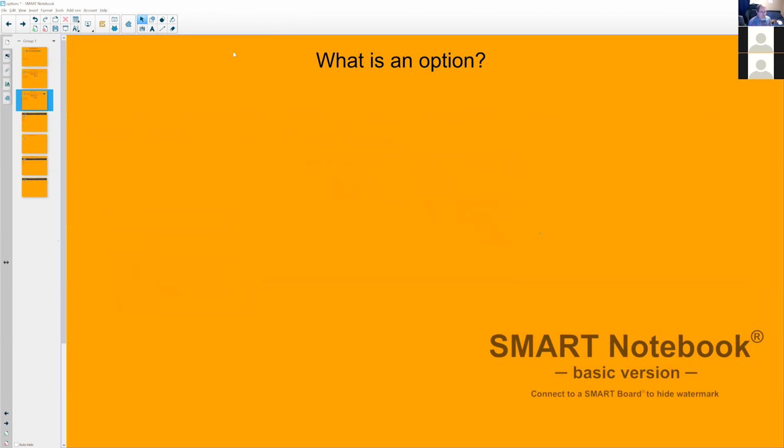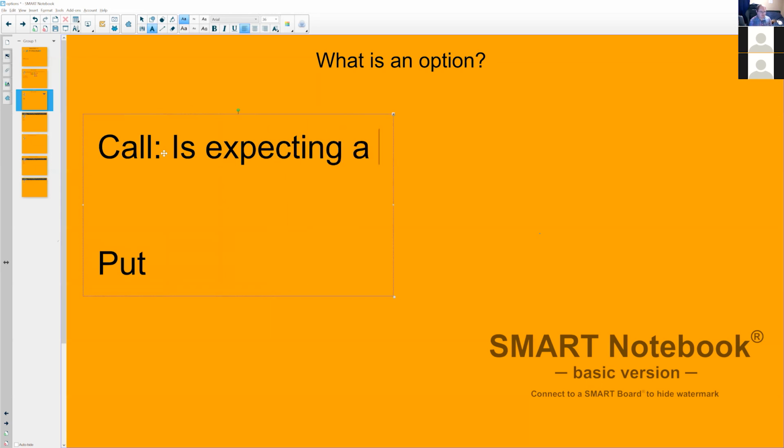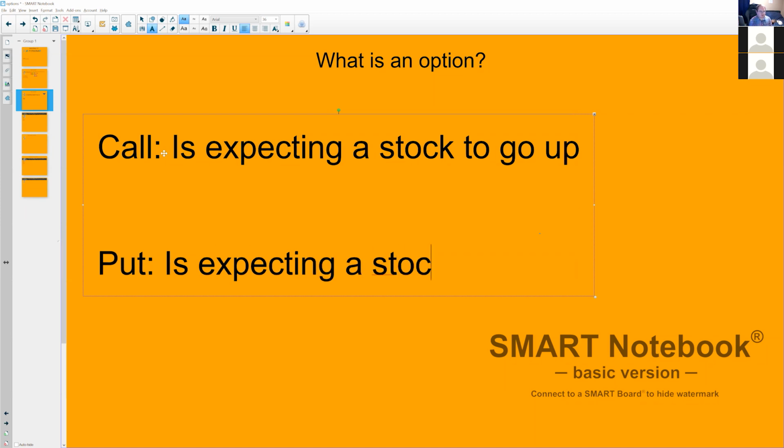So you have two types of options. No pun intended on this. You have a call and you have a put. A call is expecting a stock to go up. A put is expecting a stock to go down. That's all it is. So a call means you're expecting a stock to go up in price, and then a put is expected to go down in price.